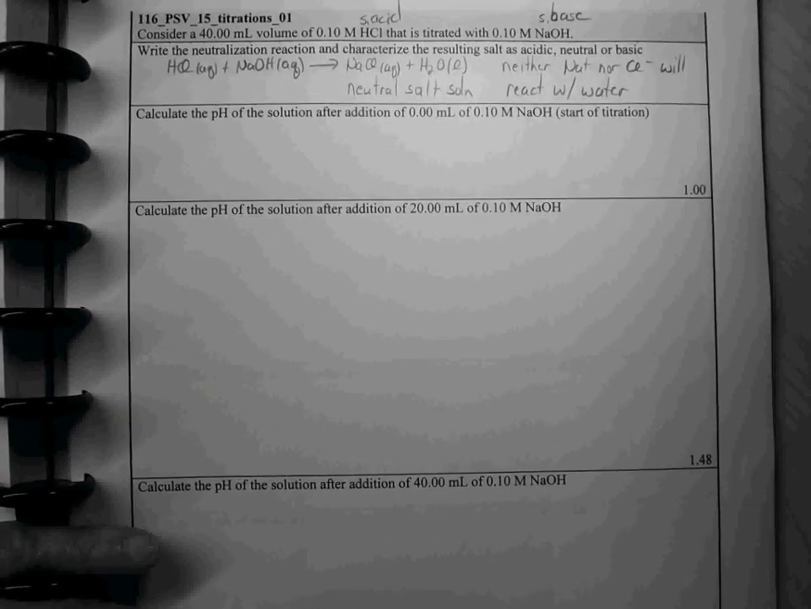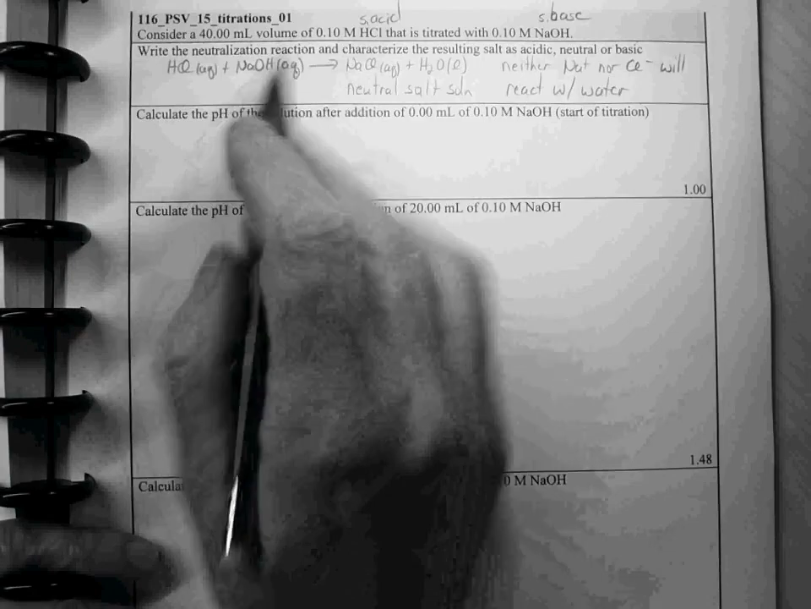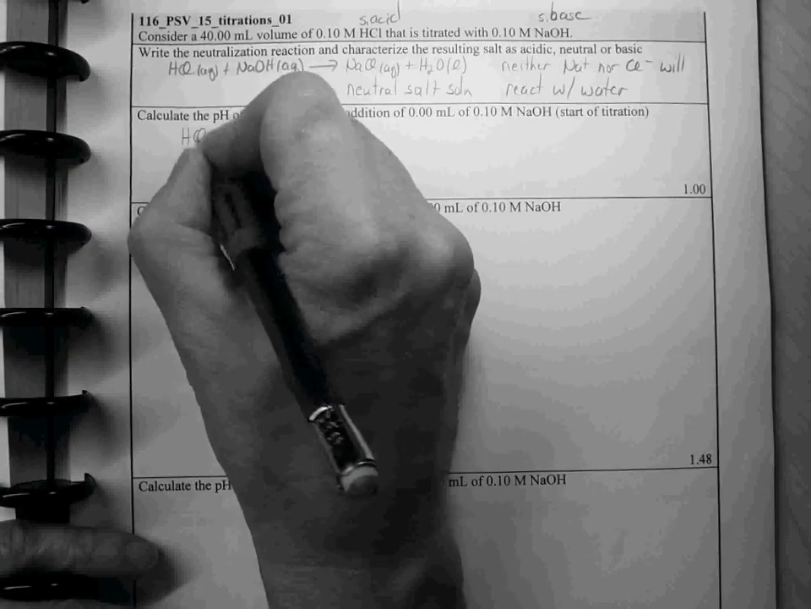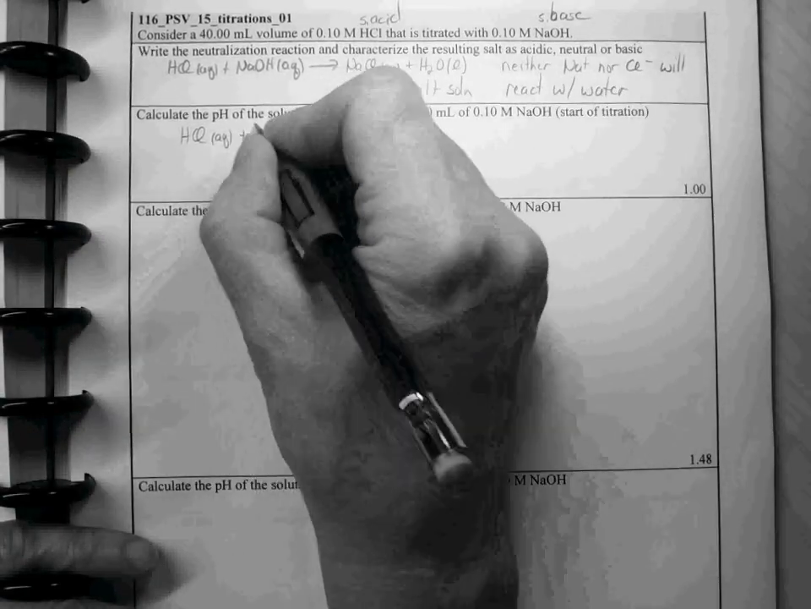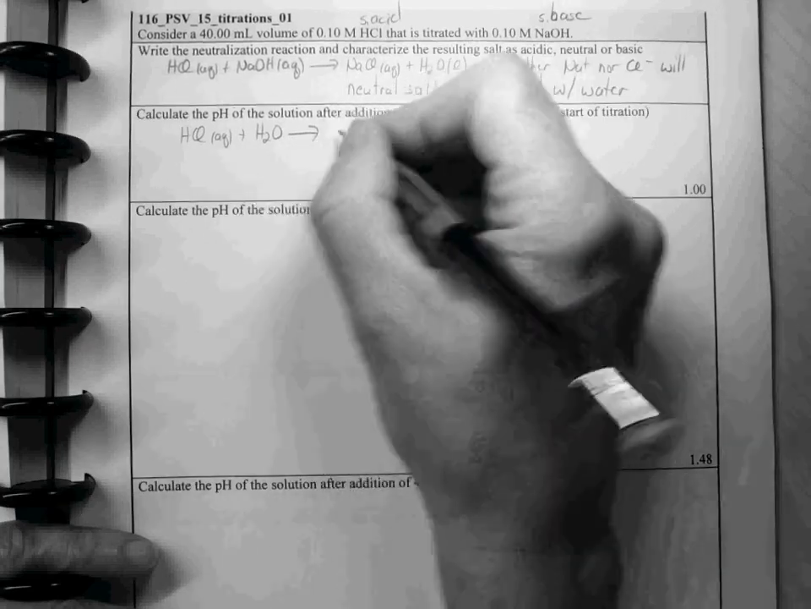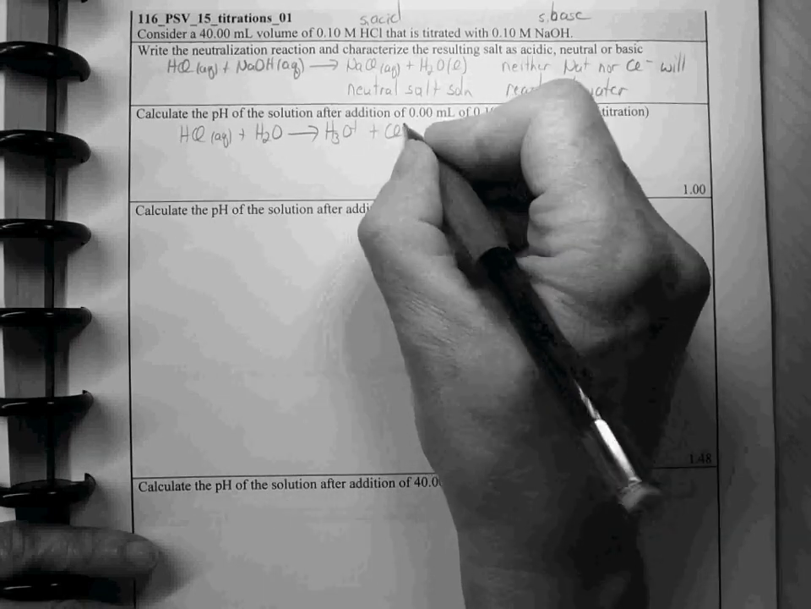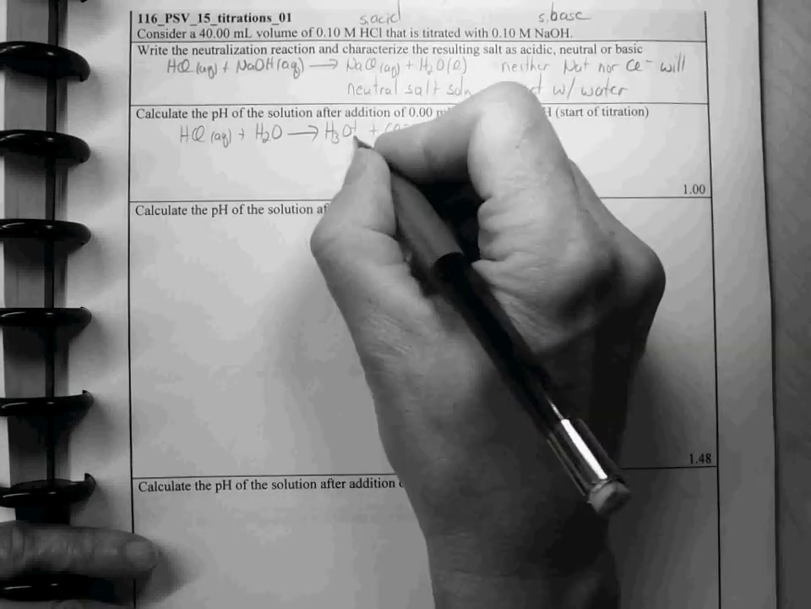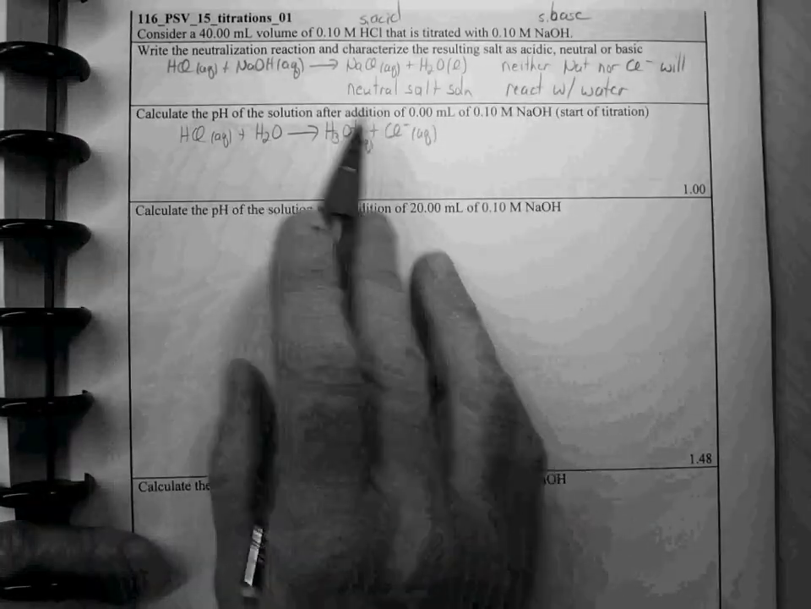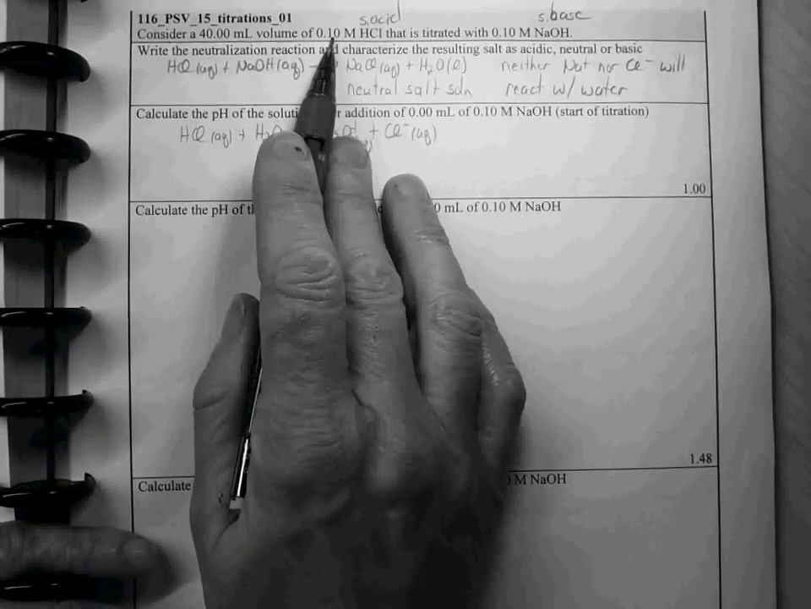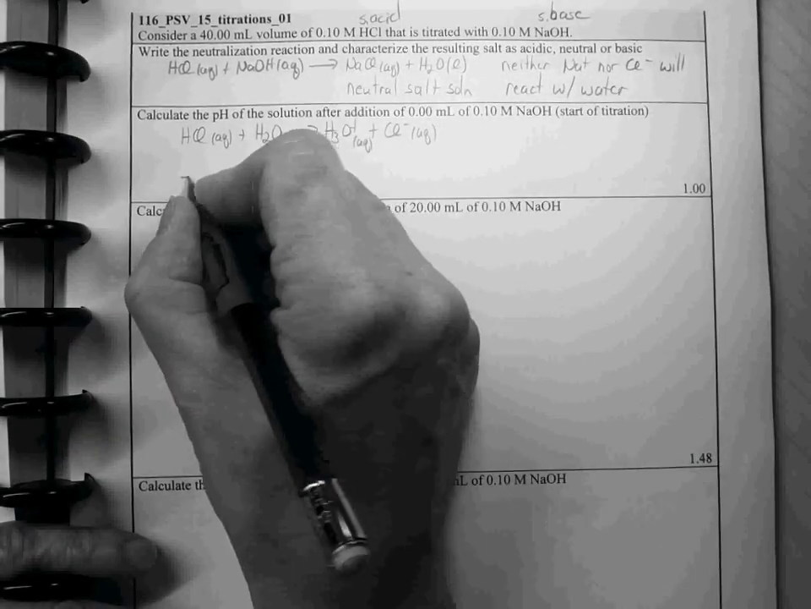The first step is to calculate the pH of the solution at the start. So we haven't had any sodium hydroxide. Alright, so this is just a solution of 0.10 molar HCl. HCl, again, we know is going to be a strong acid, so it reacts 100% in water to produce H3O plus and chloride ion. So all of our initial HCl goes to H3O plus.